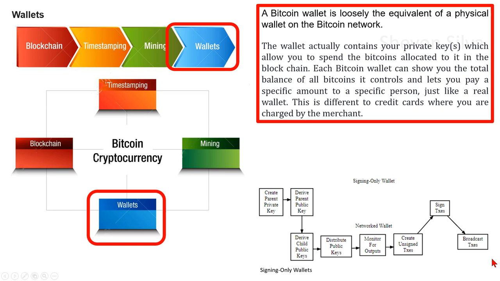When first run, the signing only wallet creates a parent private key and transfers the corresponding parent public key to the network wallet.